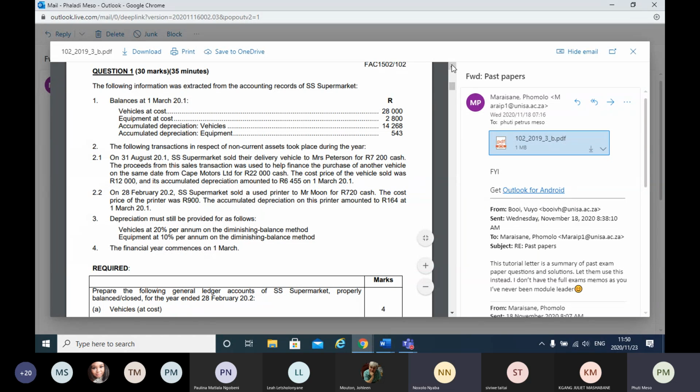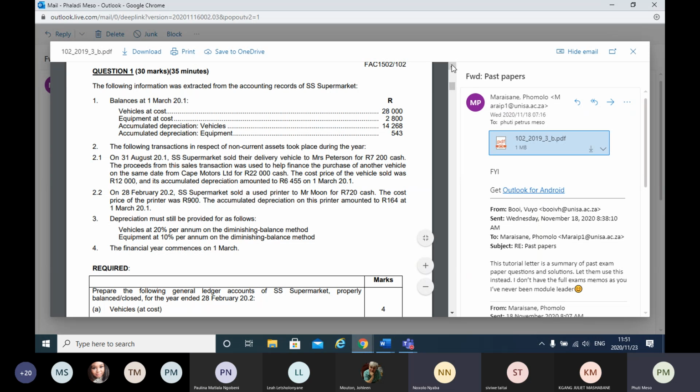Nonetheless, we had printers, but we've decided to sell one of the printers. We had vehicles. We've decided to sell one of the vehicles. Looking at additional information number 3, depreciation, they say that depreciation is provided as follows: 20% per annum on the diminishing balance method, and then equipment is 10% per annum on the diminishing balance method. They further mention that the financial year commences on the 1st of March. Of course, it has to commence on the 1st of March because the year end is 28 February. Even if they didn't tell you when it commences, you should know because you're given the year end.